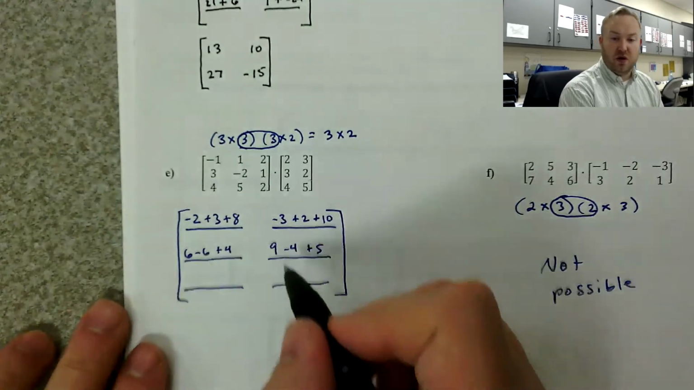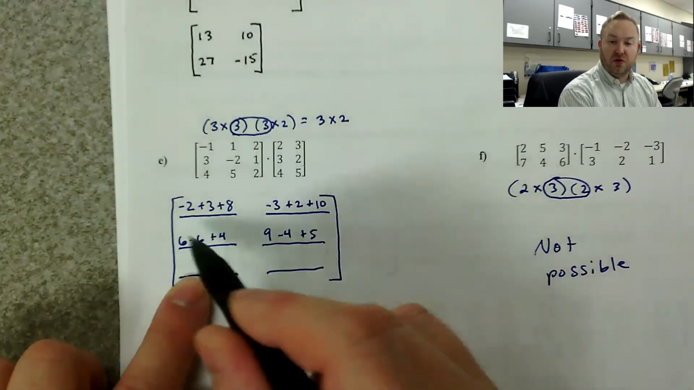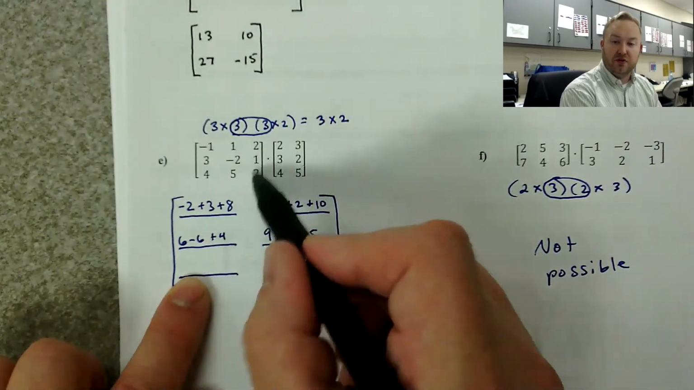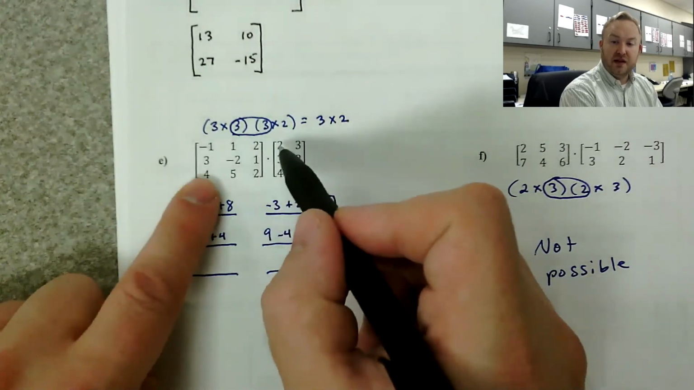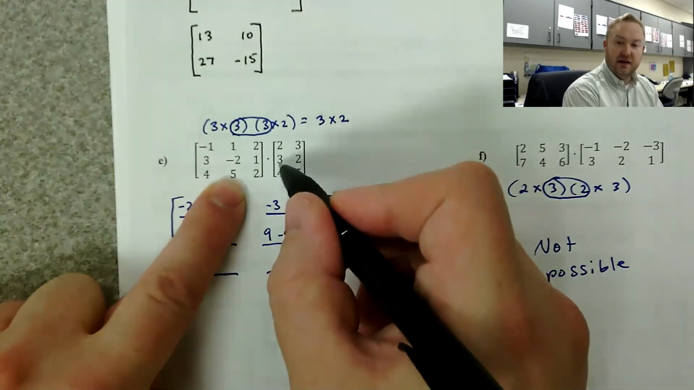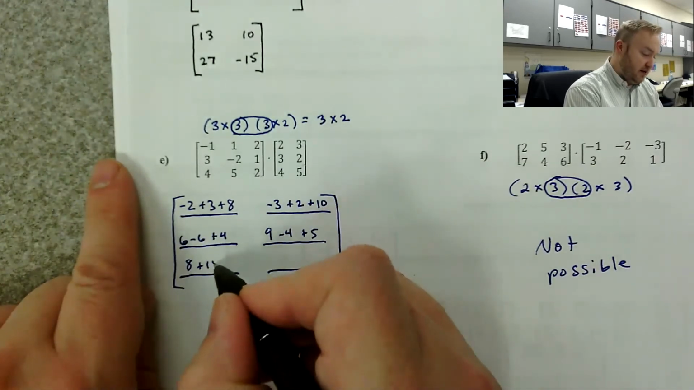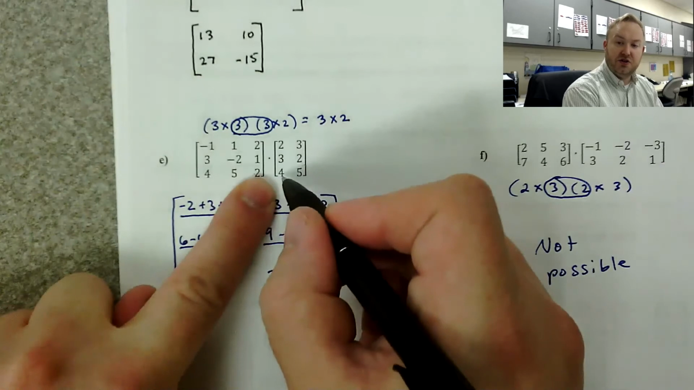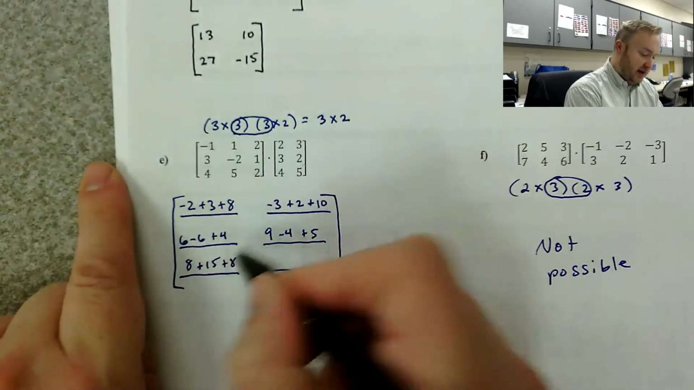We've got one more row to go. Now we're in the third row and the first column. Third row, first column. 4 times 2, that's 8. Slide. 5 times 3 is 15. Slide. 2 times 4 is 8.